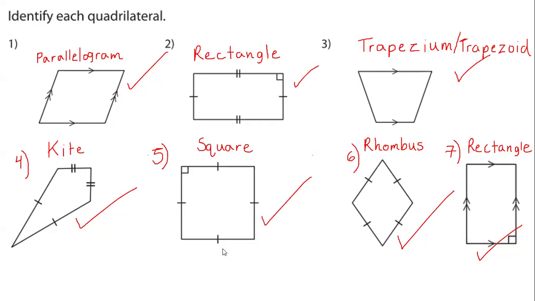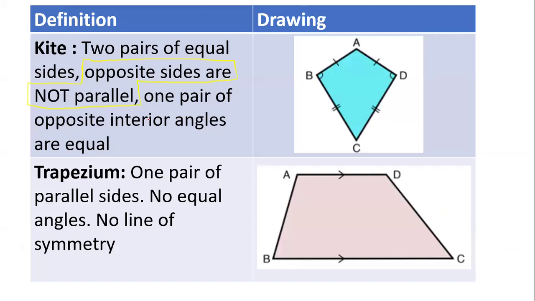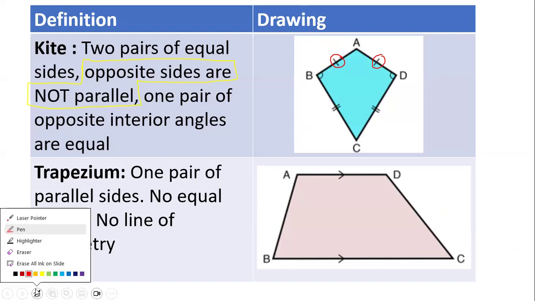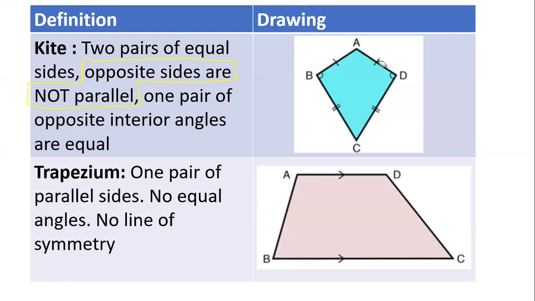I could have sworn number 6 was a kite. No, not number 6 and number 4. Really? I thought that was a kite too. But remember what we said with the kite? The first thing we said with the kite: only two pairs of equal sides. So only this one and this one are equal. But we said that these two are not equal to each other, so you can't say that all of them are equal. All right. Okay, good.